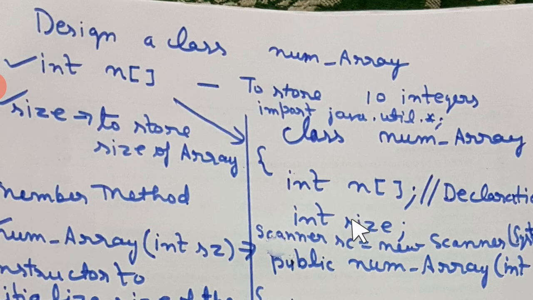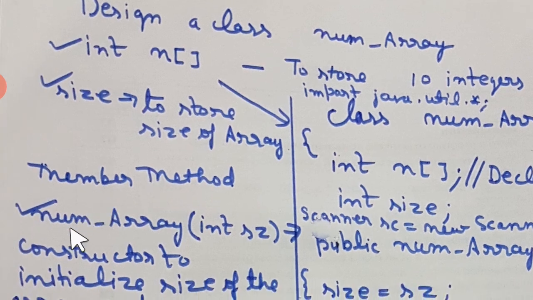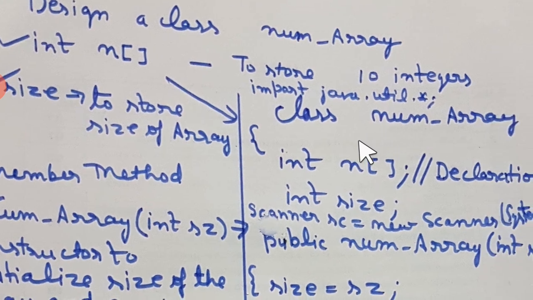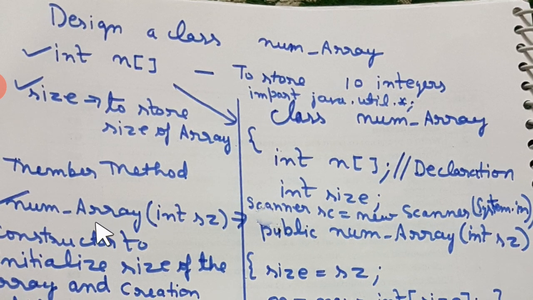Alright students, after that we have the member methods. The very first member method you can see here is num_array, which is the name of the class. We have already written class num_array, so the same name is here. If a function has the same name as the class, that means it is a constructor. And since it has a parameter, int sz, it is definitely a parameterized constructor.